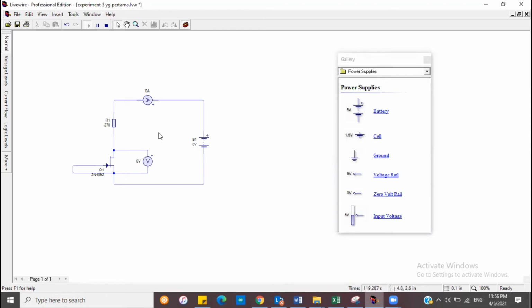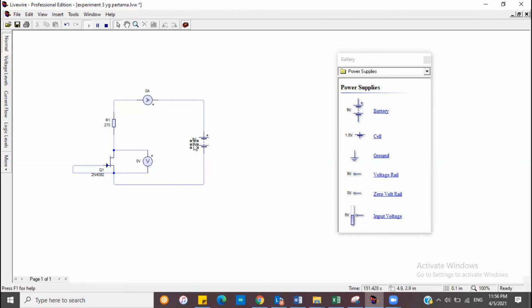So after the circuit was built, the student will measure the drain-to-source voltage, which is VDS here. First of all, we're going to set the voltage to 0. As you can see, there is no value obtained on the ammeter and also the voltmeter. So I'm going to increase the power supply until this VDS here shows 0.5 volt.